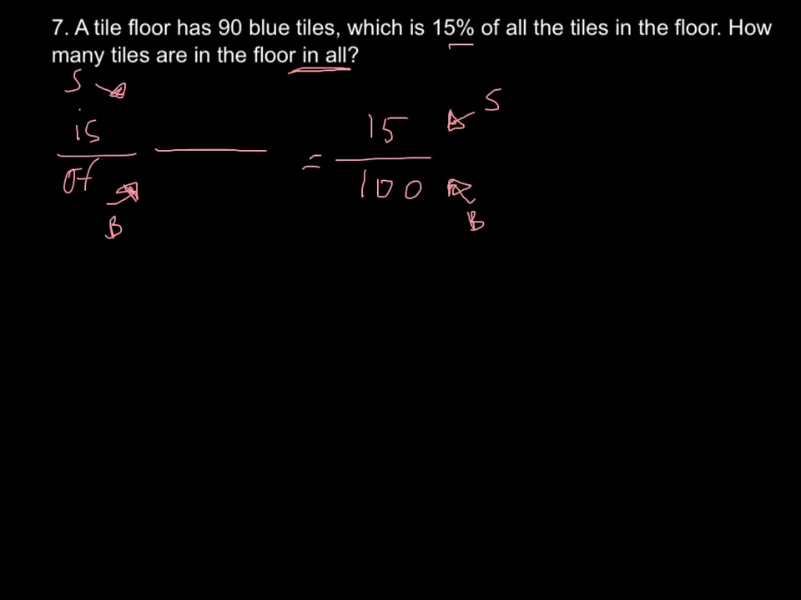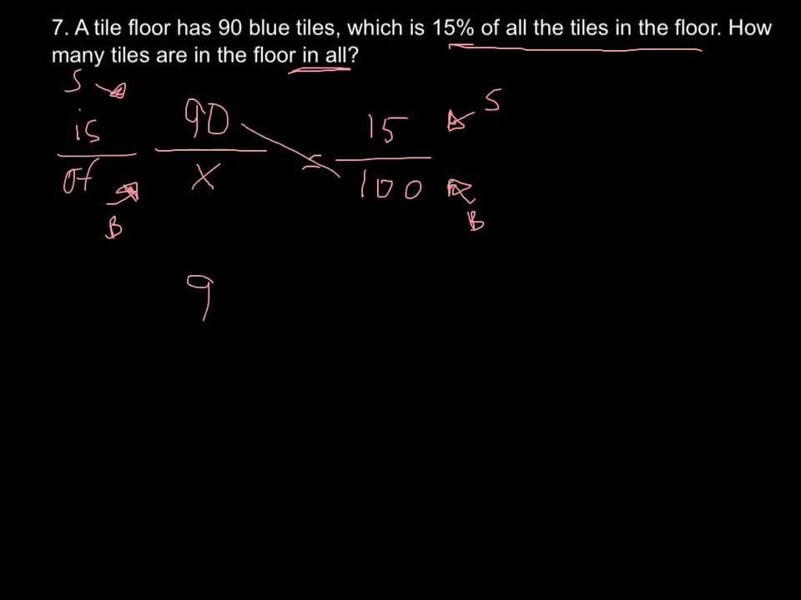So we have to think, is 90 going to be the smaller number or the bigger number? Well, 90 is only the blue tiles. So there's probably going to be other colored tiles, and it tells us it's 15% of all the tiles. So I know my 90 is going to go on the top, and my x is going to go on the bottom, because we want to know how many tiles there are in all. Well, we're not going to have less than 90, because we know we have 90 blue ones. Okay, so let's solve it this way and see what we can do.